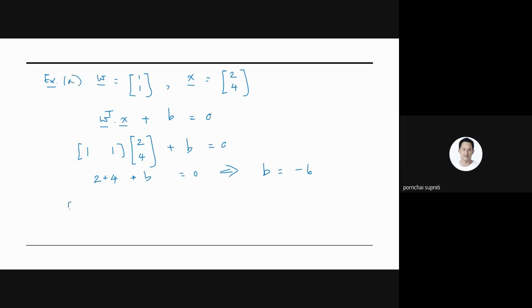Similarly, if I still let X in, you can call X a support vector, which is still (2, 4). But if I let W be a different vector, different weights, let's say (2, 2), and I use the same equation, I get 2 times 2 is 4, plus 2 times 4 is 8, plus b equal to 0. So in this case, I get b equal to minus 12.